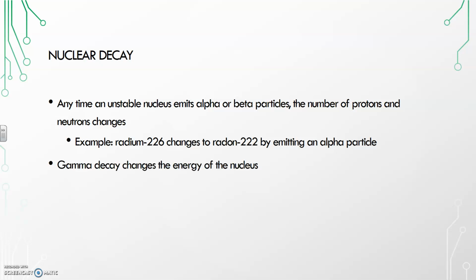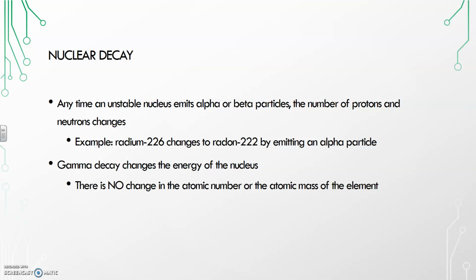Gamma decay, on the other hand, only changes the energy of the nucleus. So you're not going to have any change in the atomic number, the number of protons, or any change in the atomic mass of the element. You're not changing the number of neutrons, protons, or electrons. It's just the energy, so it's really simple. Everything basically stays the same.